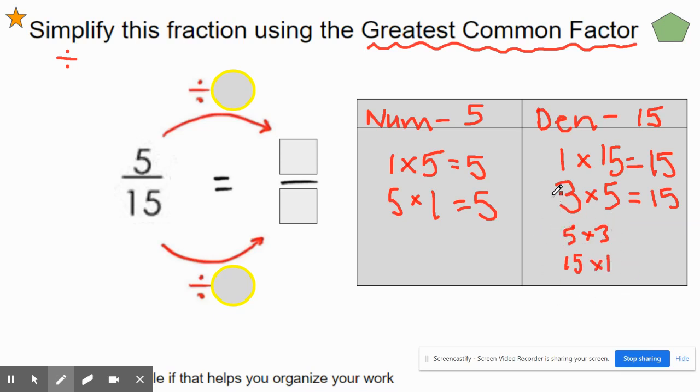All right, so now that I've written out my factors of these numbers, I have to find the greatest common factor, okay? So remember, greatest means the largest number, okay, the biggest number.